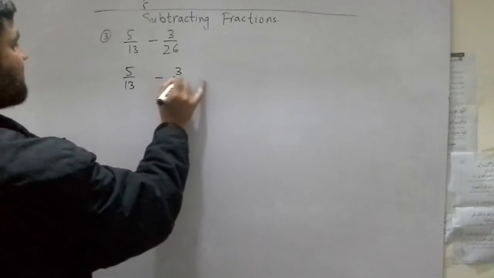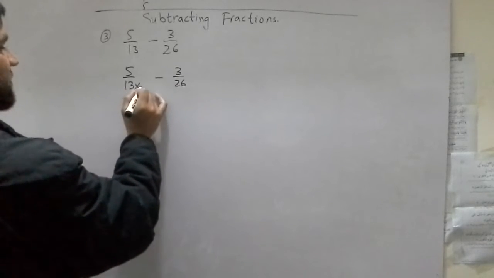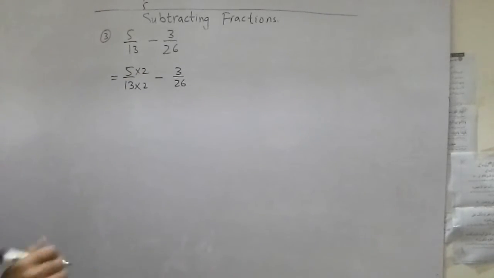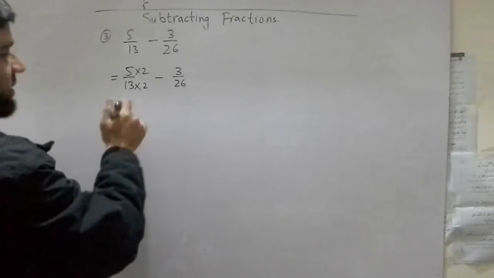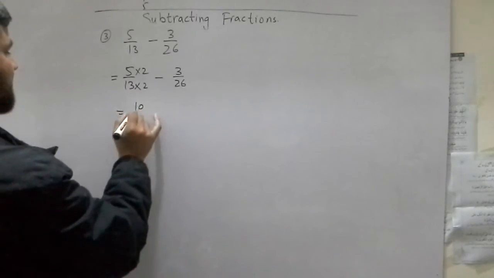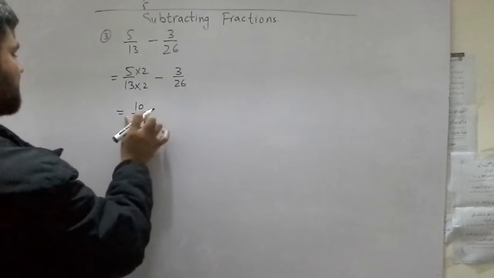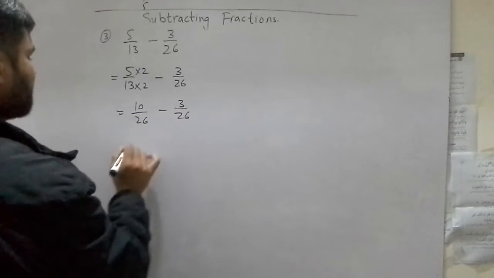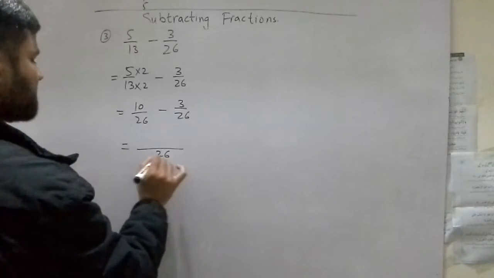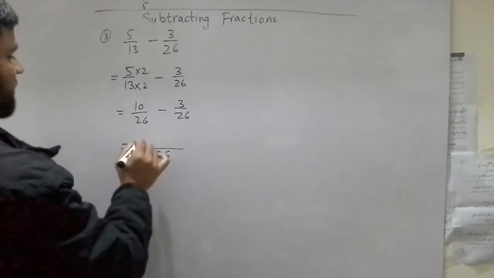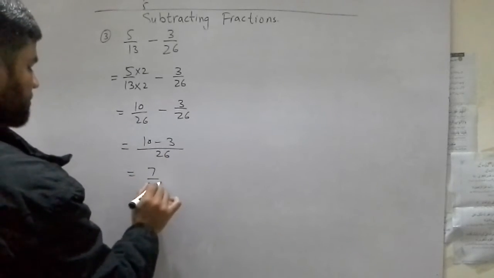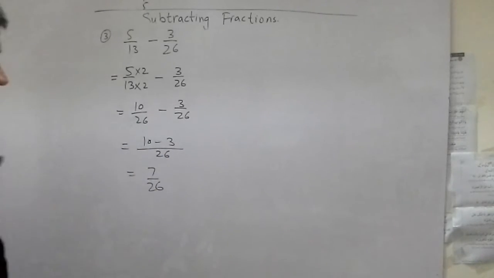So copy these fractions down and multiply this 13 with 2. We don't need to do anything with this fraction since we are getting 26 over here. So 5 times 2 is 10 and 13 times 2 is 26, minus 3 over 26. Keep the 26 the same, and 10 take away 3, which is 7 over 26. So this is our final simplified answer.